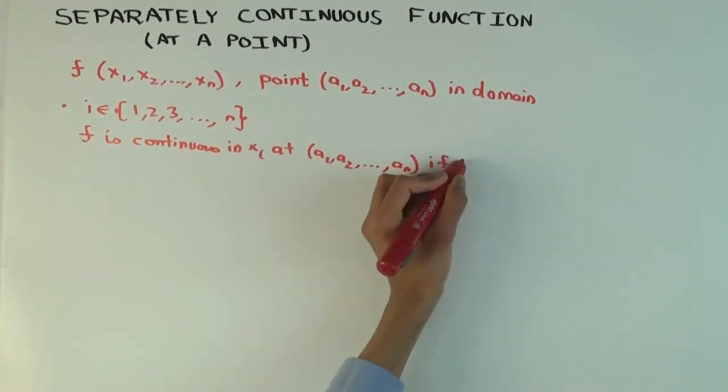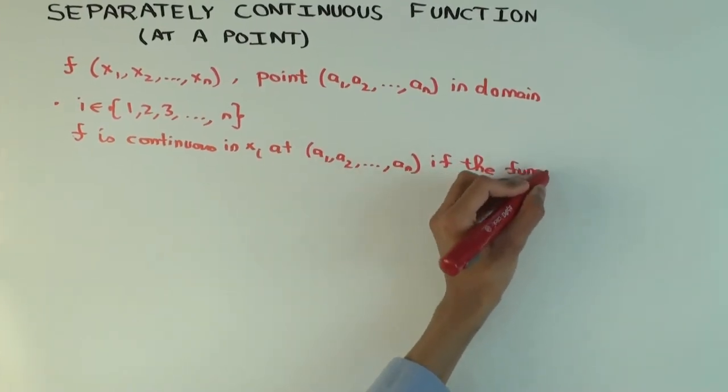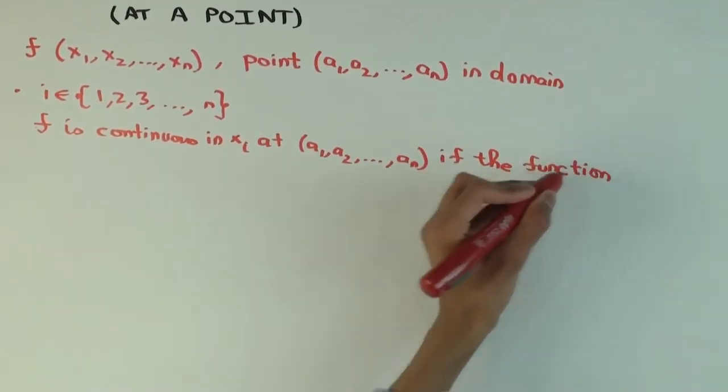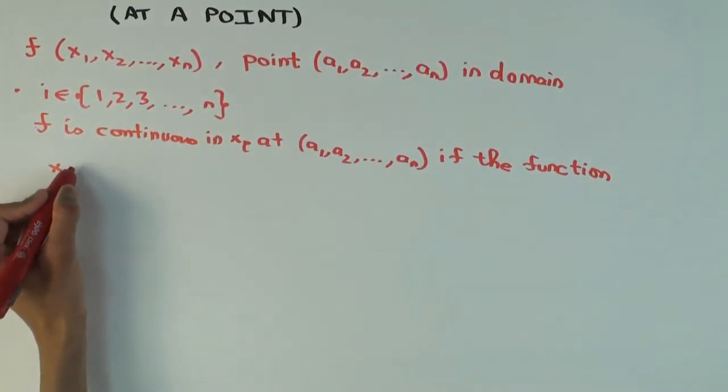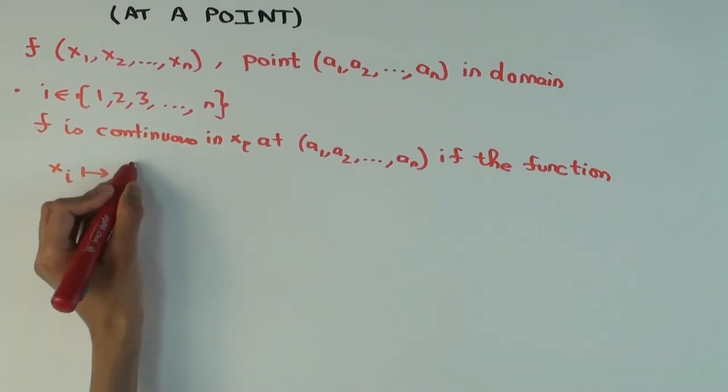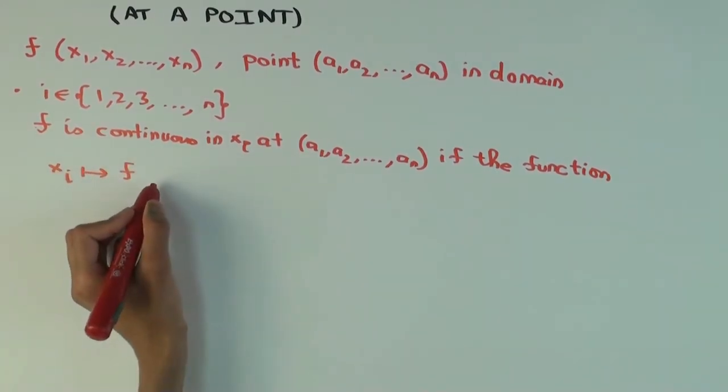If the function, what should the function be? Well, x sub i maps to what? f of a1, a2, all the way to an, but you substitute ai by xi.